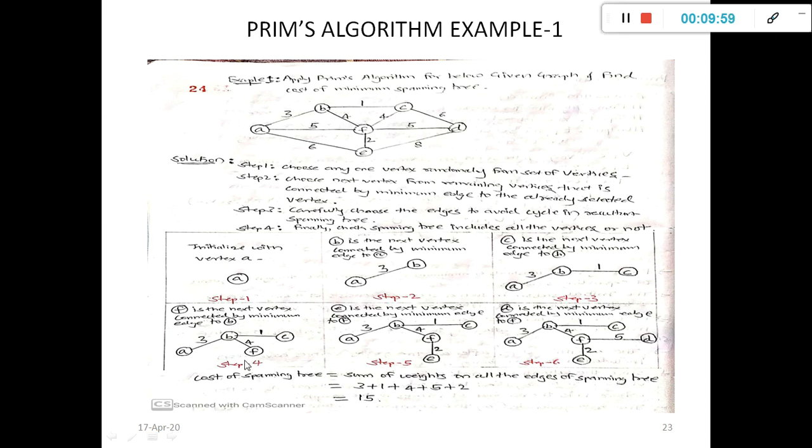Hence, connect the next vertex F to the subtree, as shown in step 4, and it will generate a new subtree that looks like from A to B with distance 3, from B to C with distance 1, and from B to F with distance 4. Again check whether any cycle is generated in the subtree.